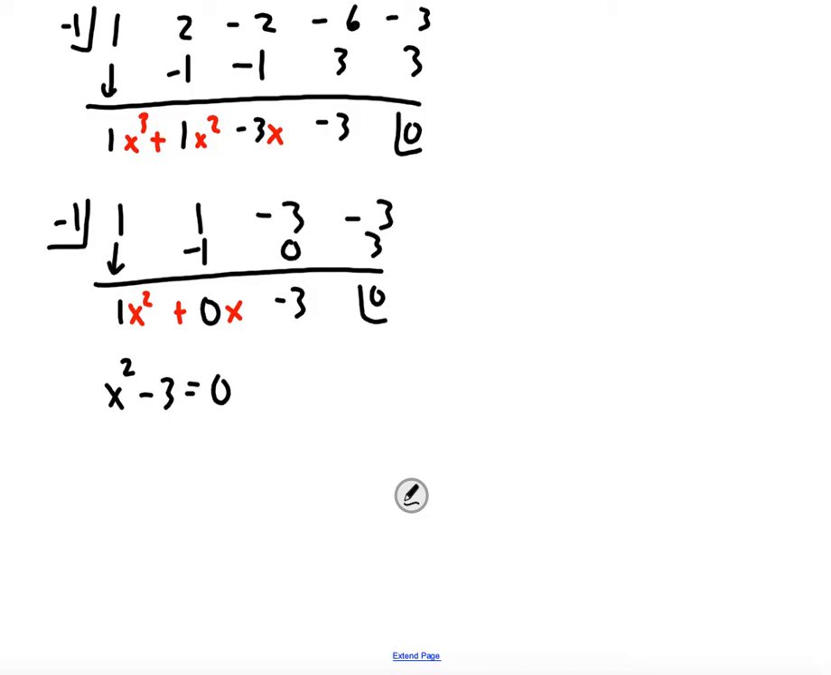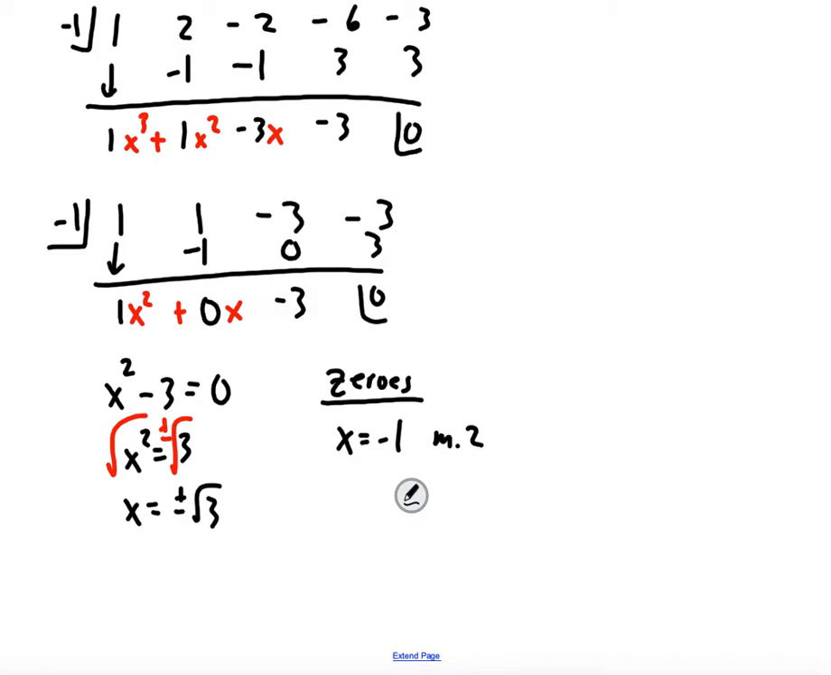So the easiest way here is just to go ahead and add 3 to both sides. Now take the square root of both sides. So we get x equals plus or minus the square root of 3. So let's list our zeros out. We have x equals -1. Remember that has a multiplicity there of 2. We have x equals the square root of 3. And x equals negative square root of 3.